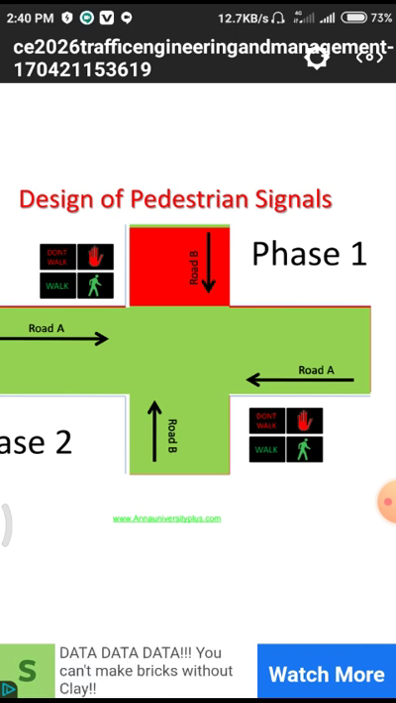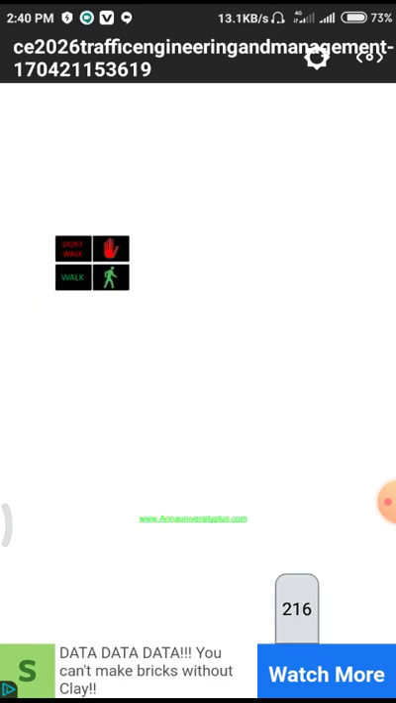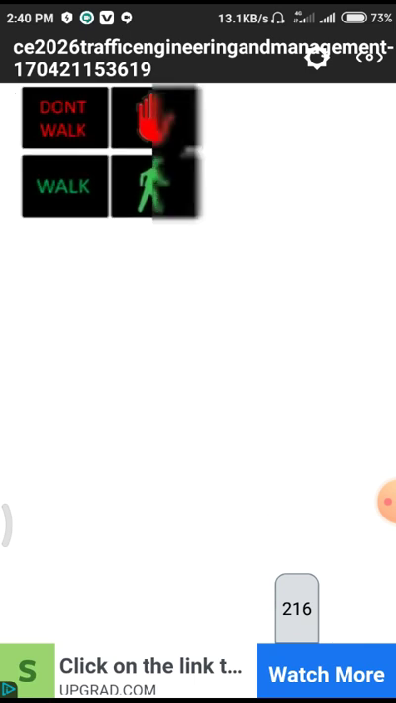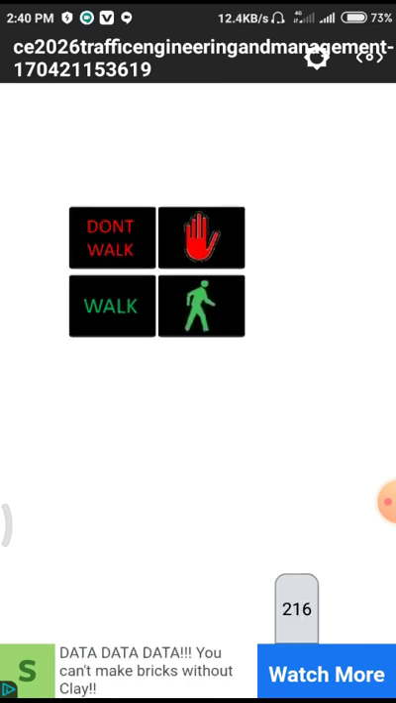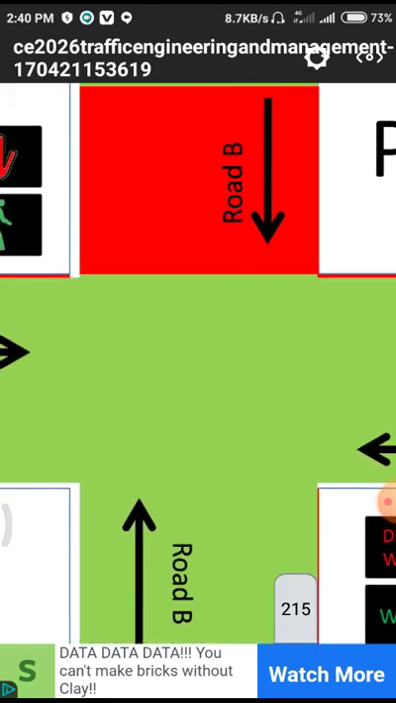Don't walk means stopping of those pedestrians. The green symbol means pedestrians may go. Green with a human being. Here they are simply explaining the symbols for don't walk and walk. Don't walk is represented with a hand symbol.